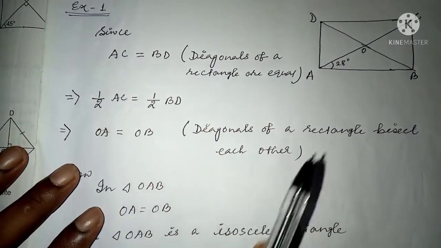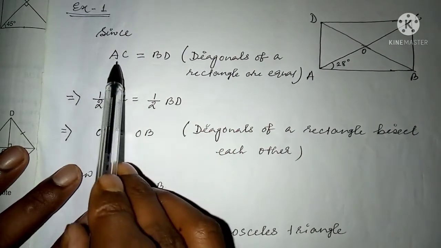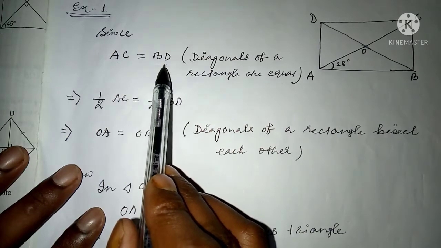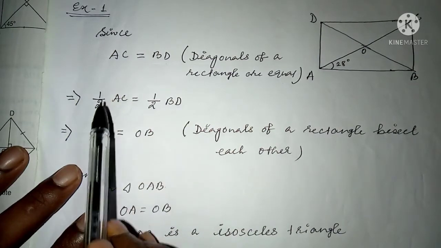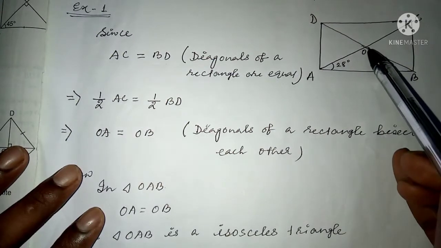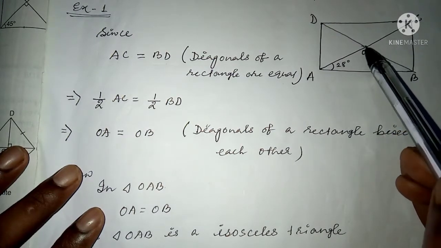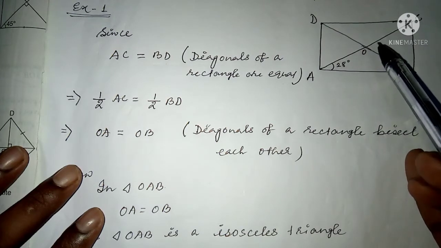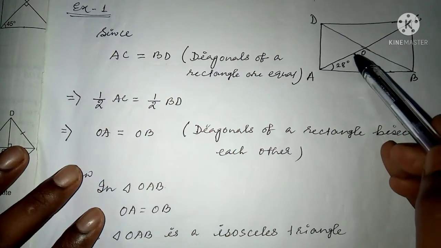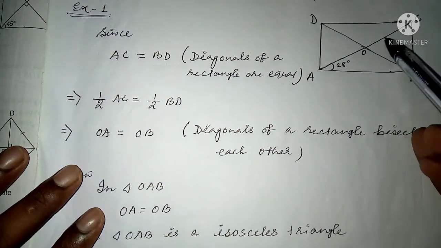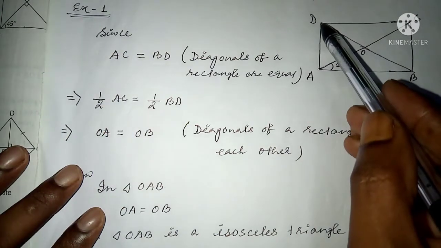Now as diagonals are equal, I have multiplied both sides by half, because AC equals BD is an equation, so you can multiply by half. Again we have studied one more thing: the diagonals of a rectangle bisect each other. Bisect means it should be equally divided. Equally divided means you should remember the magnitude of OA is always equal to OC and the magnitude of OB is always equal to OD.